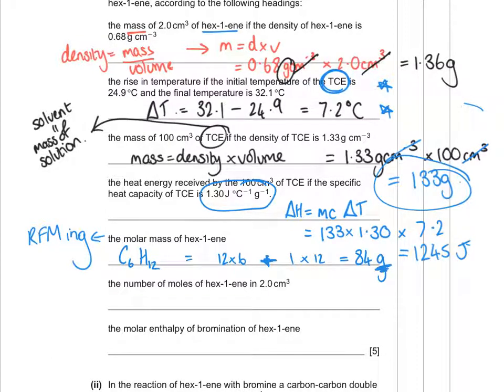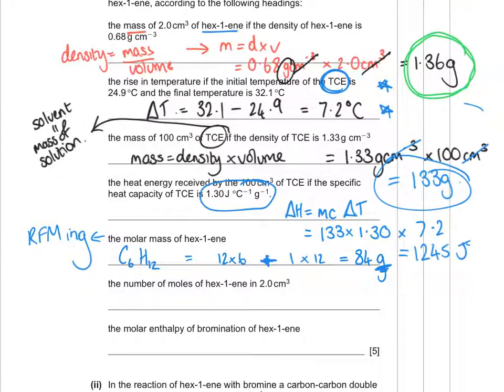The number of moles of hexane in 2 centimeters cubed. Well, if you look up to the top question, we worked out that the mass of hexane is 1.36. That's what makes this question quite hard. It's jumping in between the different steps and doing one part of a calculation, then going to another one, and then coming back to that.